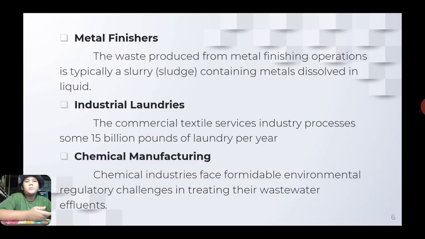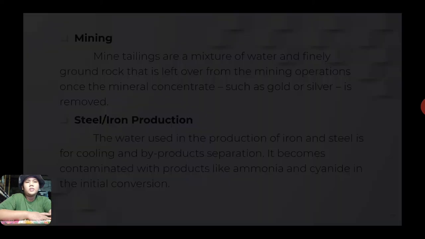The first one is metal finishers. The waste produced from metal finishing operations is typically a slurry containing metals dissolved in its liquid. Industrial laundries. The commercial textile industry processes some 15 billion pounds of laundry per year. Chemical manufacturing. Chemical industries face formidable environmental regulatory challenges in treating their wastewater effluents.